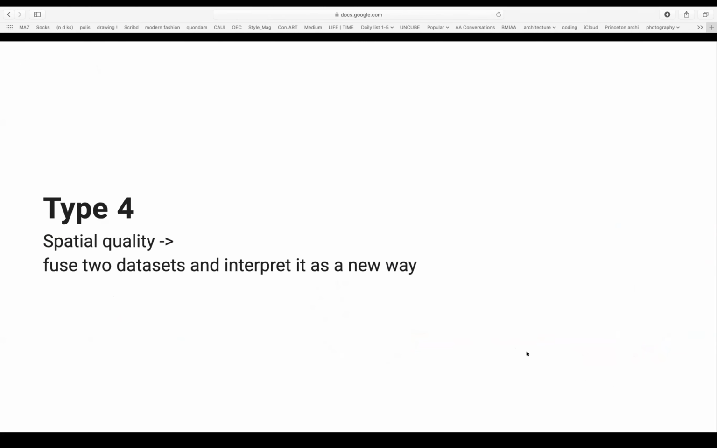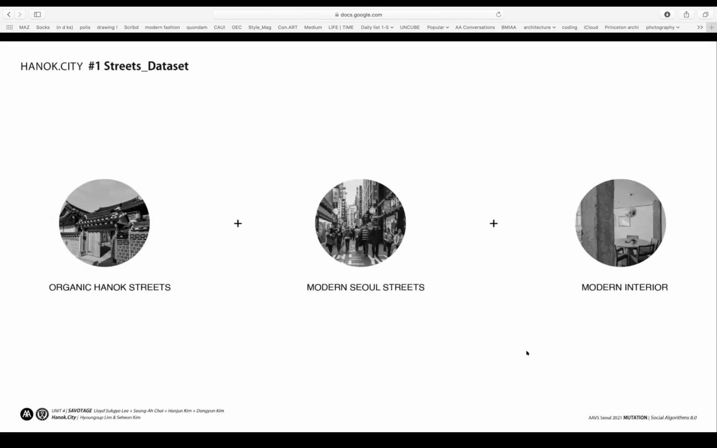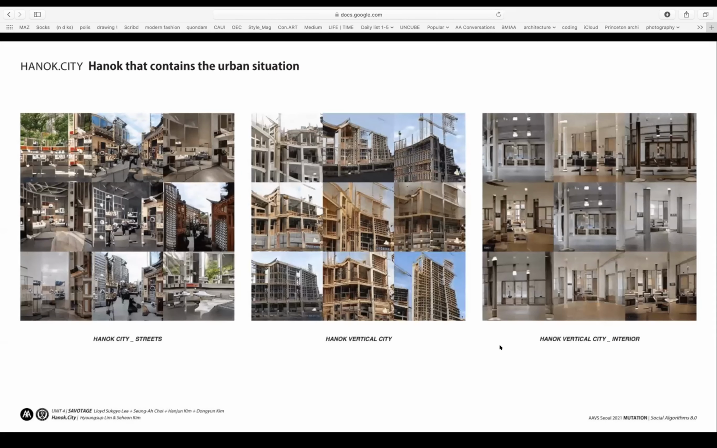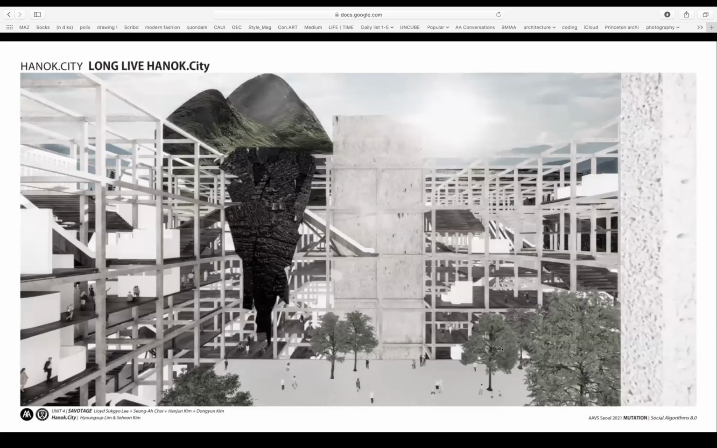And we have a type 4, which is about going from the spatial quality to fusing the data set and interpreting it in a new way. For this, we had team 4, and they tried to imagine an entire structural system. From the result of mixing the two, the Hanok and the modern city, they found these kinds of structural systems, and they created a modular system and tried to bring it to an entirely large scale. They created a new Pungsujiri, which is the Korean traditional way of analyzing the landscape, and they tried to input their structural systems into Seoul society.